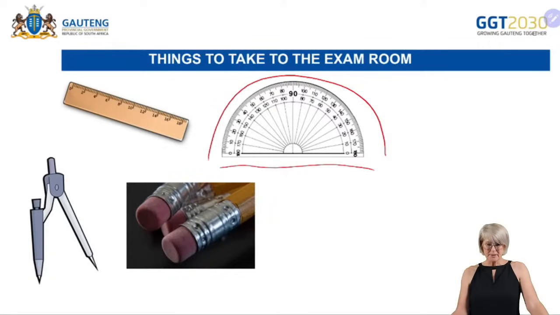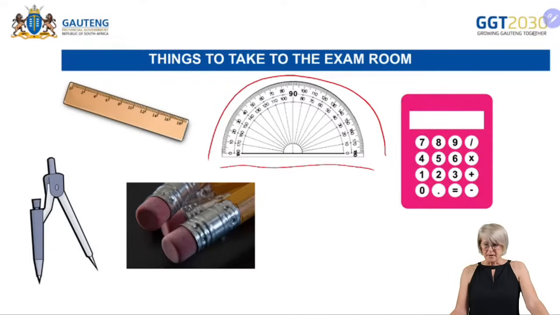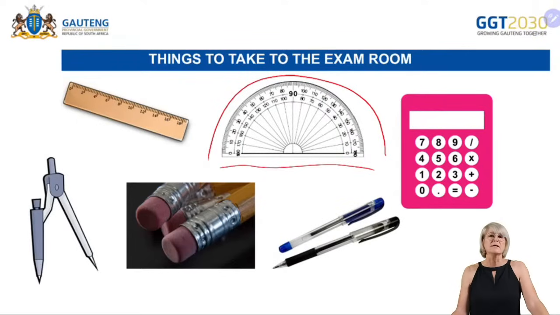And then the next thing is an eraser, so that you can erase if you've made a mistake. A calculator to do calculations, and then obviously a backup pen. You take your pen and a backup, and you can write either in blue or black pen, so that you are well prepared for the exam.